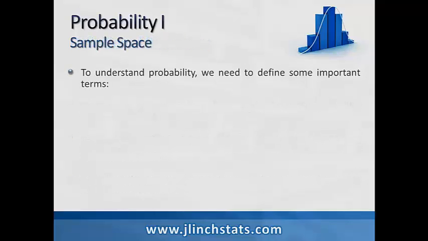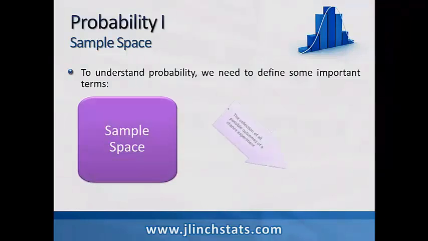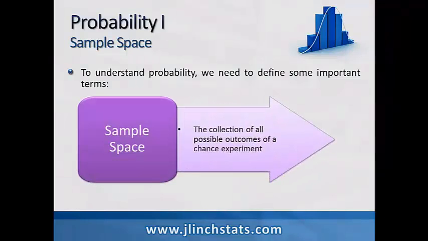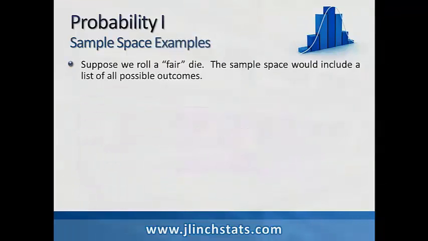Now let's begin with the definition of sample space. To understand probability, we need to define some important terms, and the first one is sample space. Now in probability, a sample space is the collection of all possible outcomes of a chance experiment. So when we have a chance experiment set up, a sample space represents all possible outcomes that could occur based on this chance experiment. Let's take a look at some sample space examples.